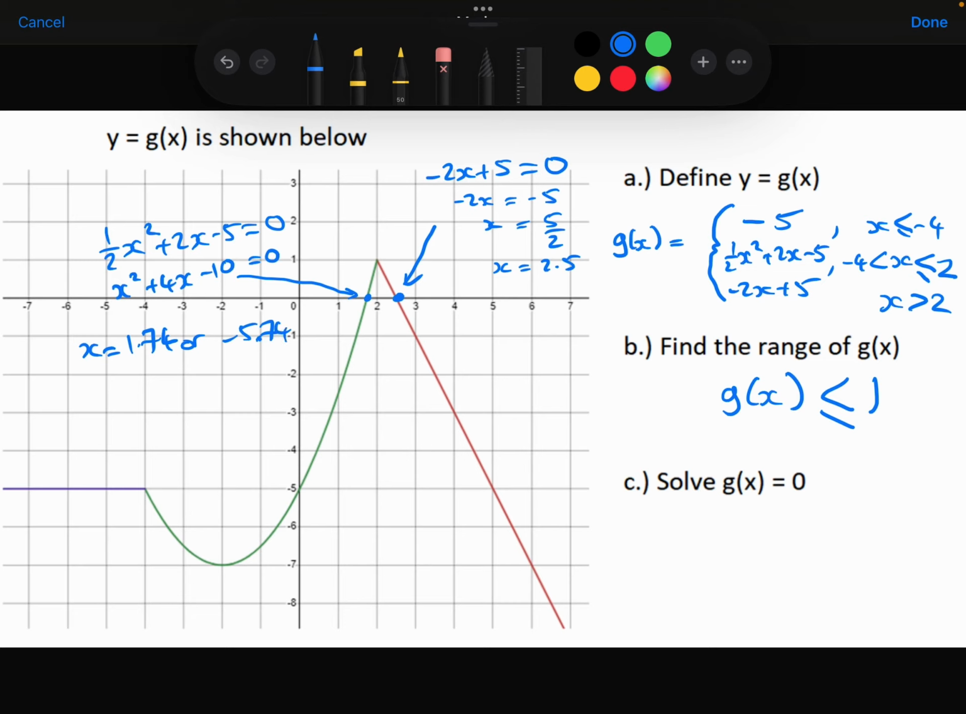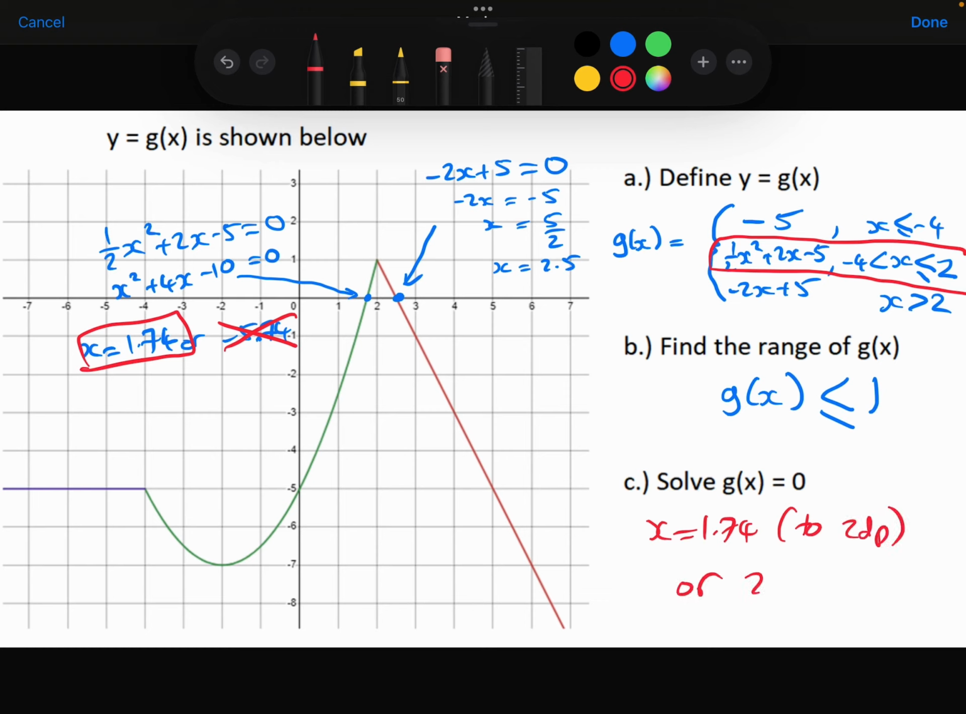The minus 5.74, I'll ignore that solution because the quadratic isn't valid when x is less than minus 4. It's only valid between minus 4 and 2. So it's the 1.74. So my 2 solutions are 1.74 to 2 decimal places, or 2.5.